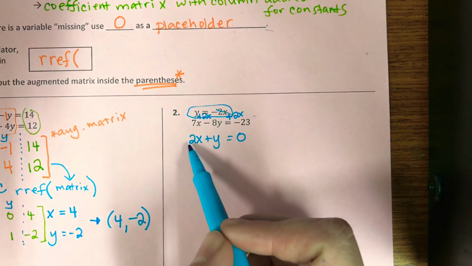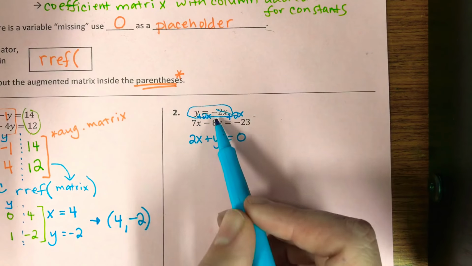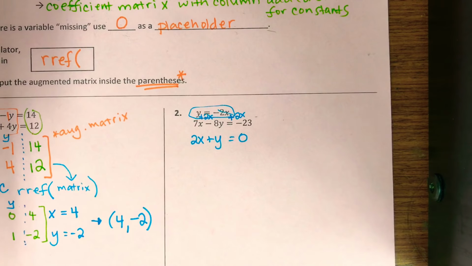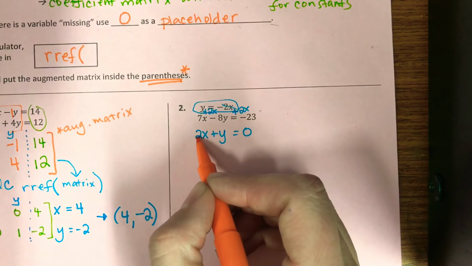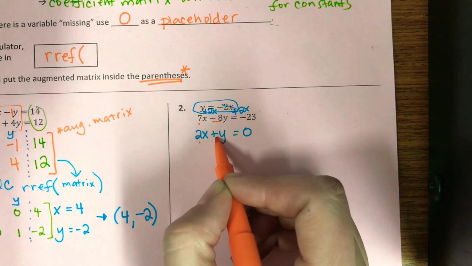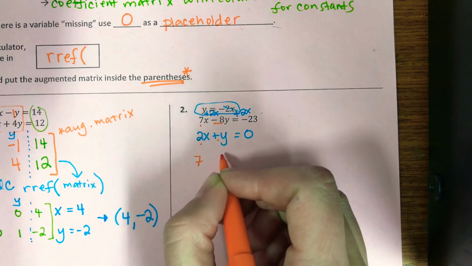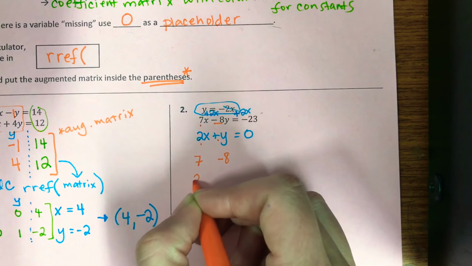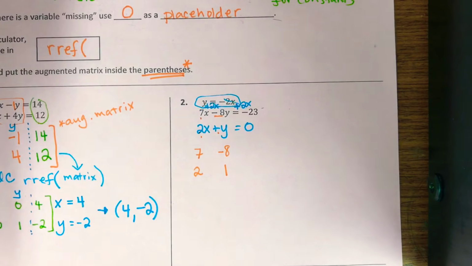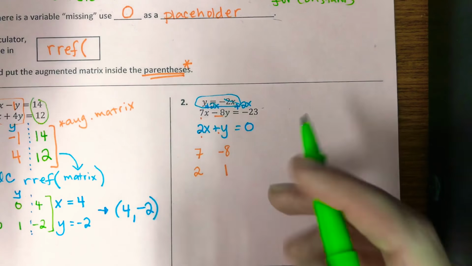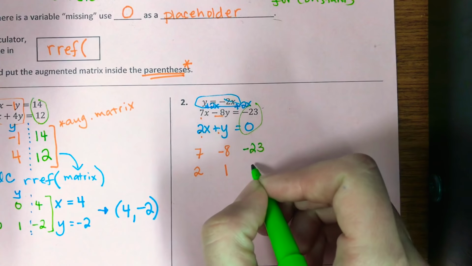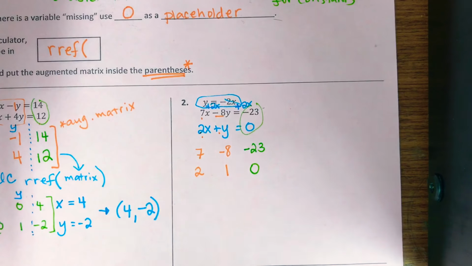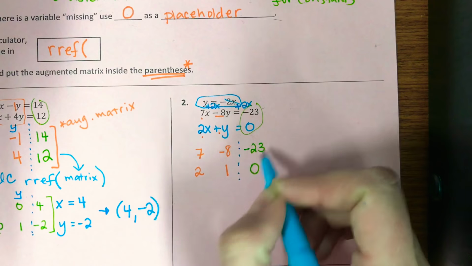And notice how I put the x first so that my x's would be lined up and then my y's. So next step is to make the augmented matrix. So I take my coefficients, 7, 2, negative 8, and 1. And I've got my coefficient matrix, and then I'm going to add on my constants. So negative 23, and this one is just 0. And I'll put my little separation line.